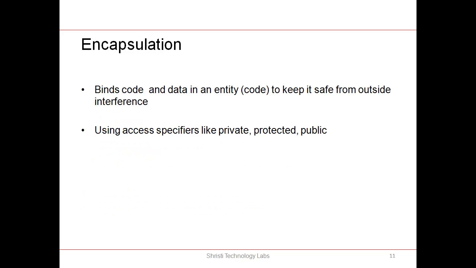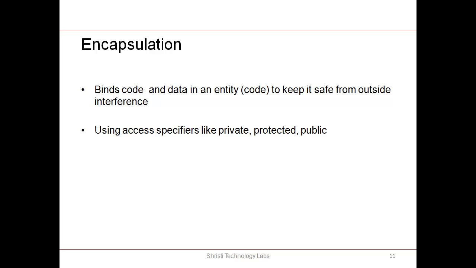Encapsulation. Encapsulation helps to bind the code and data into an entity. For example, I am having a pen. If I am keeping the pen on the table, it means it can be accessed by everyone. If I am keeping my pen in my wallet, it means that it is a private property and it cannot be accessed by everyone. Similarly, encapsulation is achieved with the help of access specifiers in Java.